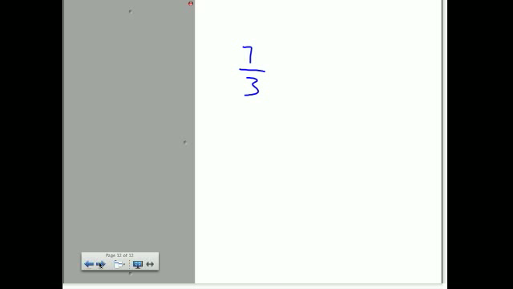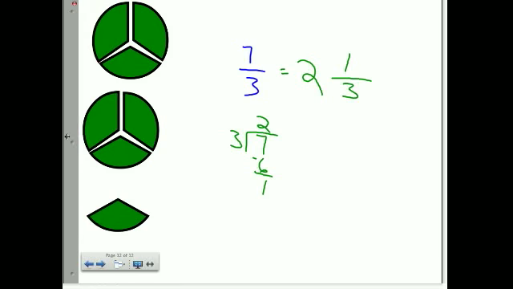In this example, the improper fraction is 7 thirds. I know when I make it a mixed number, it's going to be more than 1 because the numerator is greater than the denominator. 3 thirds would be 1 whole. I have 7 thirds. I'm going to start by writing my denominator because I'm working with thirds. 3 goes into 7 2 times, so that's going to be my whole number. And then I've got 1/3 left over, so 7 thirds is equal to 2 1/3.